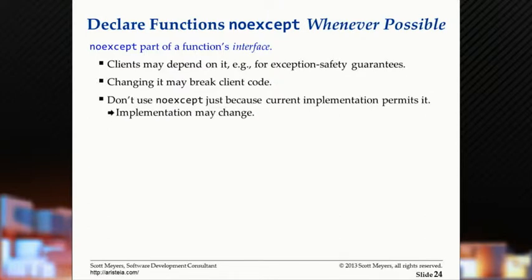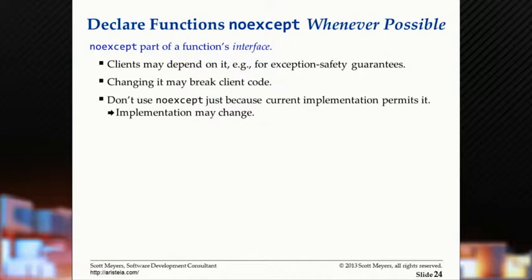As a result, if you have an implementation of a function which currently doesn't throw exceptions, that doesn't mean you should declare that function noexcept, because it's an interface promise you are going to be making. So the decision as to whether to declare something noexcept or not declare it noexcept is based on interface considerations alone. It is not based on the implementation.